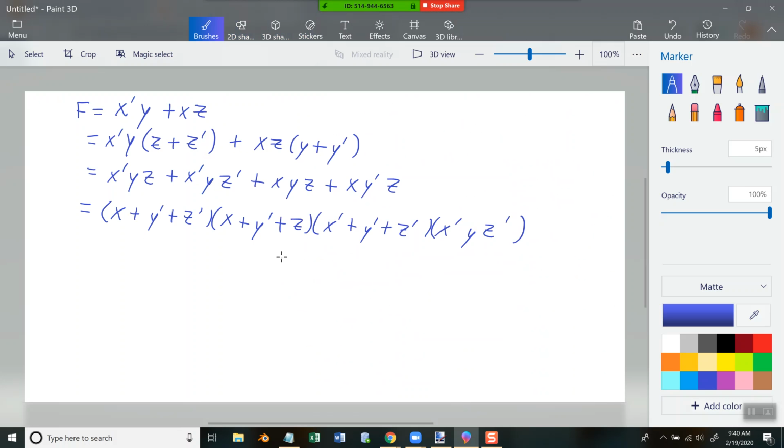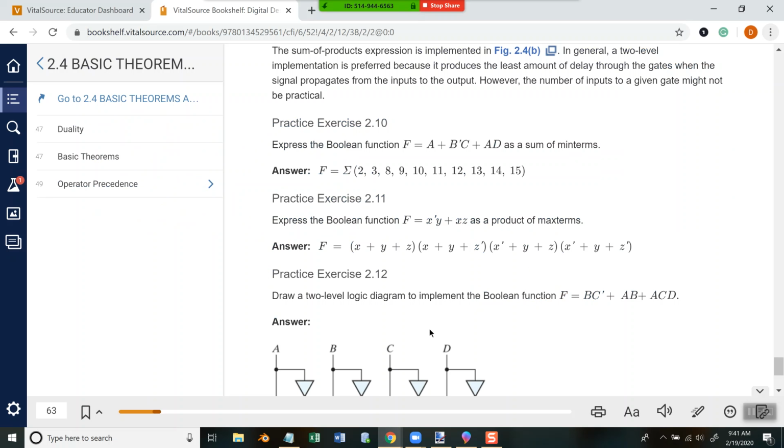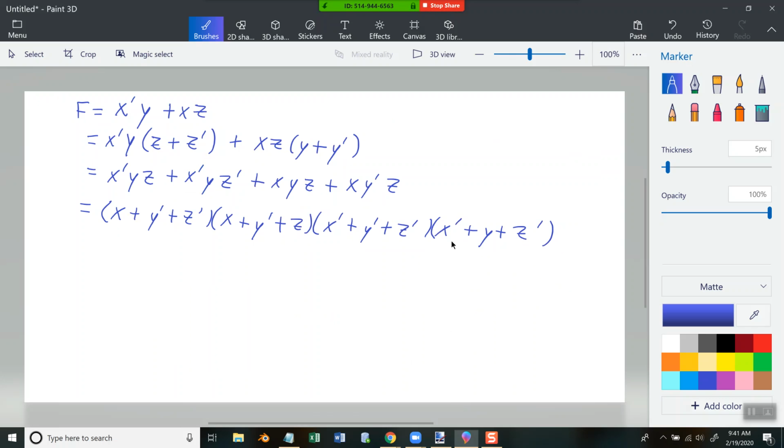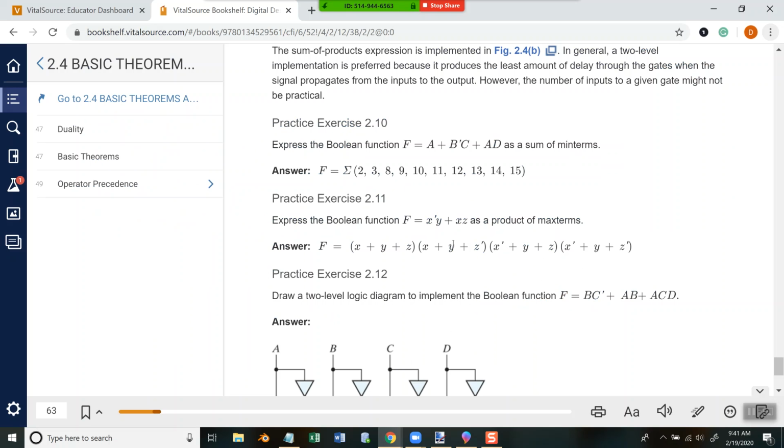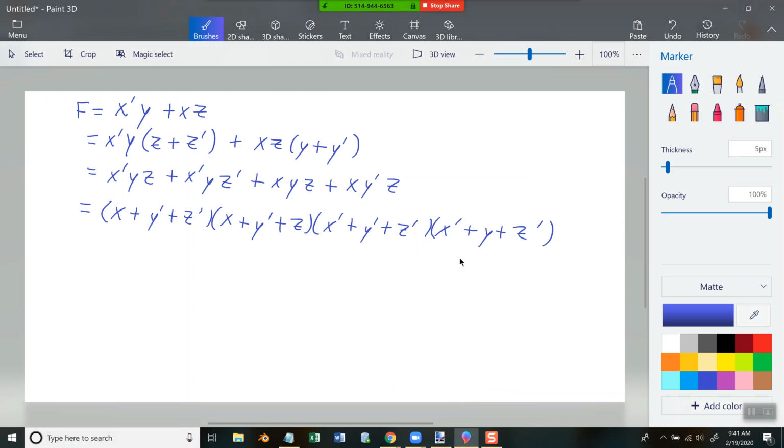The thing of it is, I don't think that's what they got. Oops, why did I get that? Let's try that again. Plus y plus z prime. Assuming I wrote it down right, x prime y plus xz. X plus y plus z prime. No, they don't get that at all.